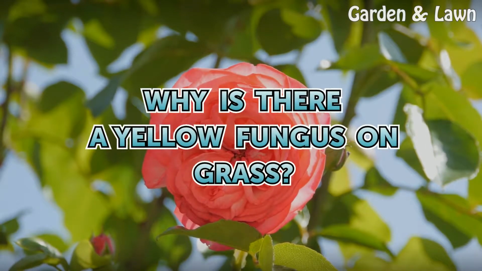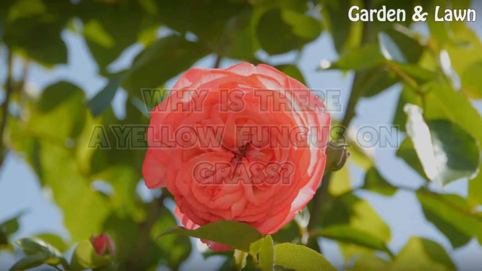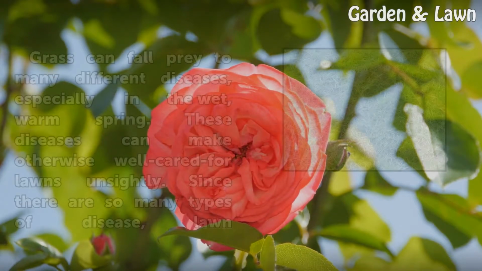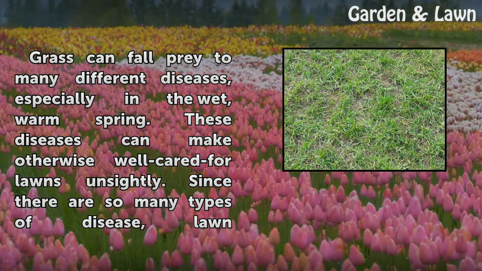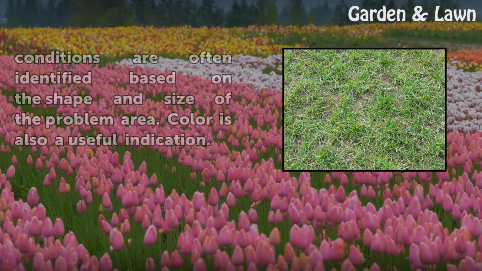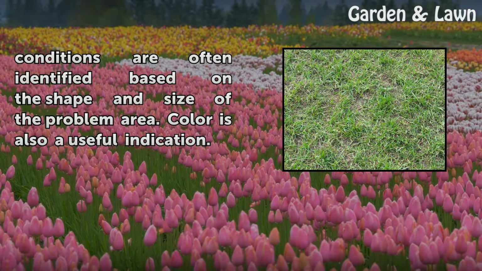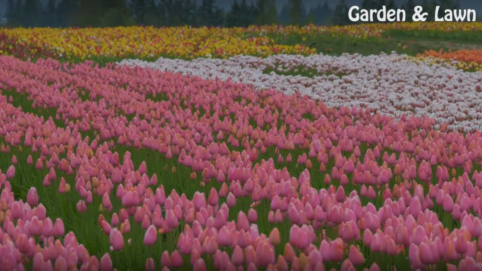Why is there a yellow fungus on grass? Grass can fall prey to many different diseases, especially in the wet, warm spring. These diseases can make otherwise well cared for lawns unsightly. Since there are so many types of disease, lawn conditions are often identified based on the shape and size of the problem area. Color is also a useful indication.